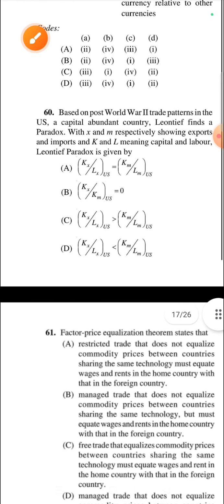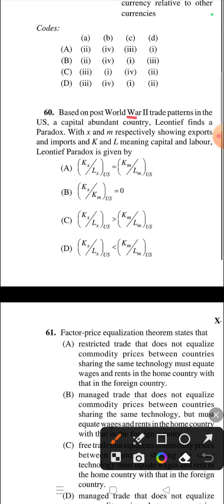Question number 60. Based on post-World War II trade pattern in the US, a capital abundant country, Leontief finds a paradox, with X and M respectively showing exports and imports, K and L meaning capital and labor. Leontief paradox is given by equation option D, K by L in US X is less than K by L in US M, for X export and M import.